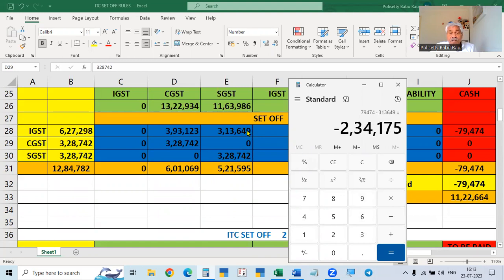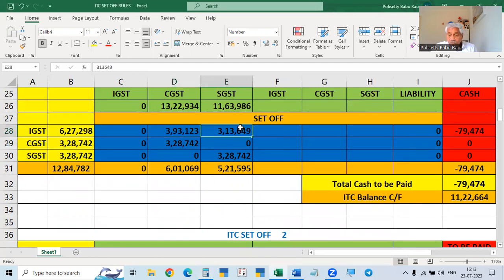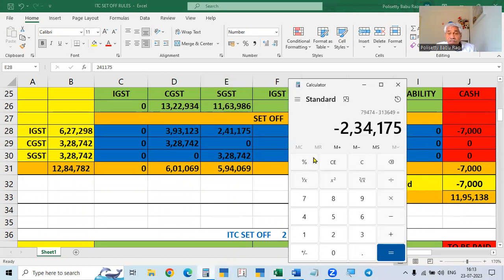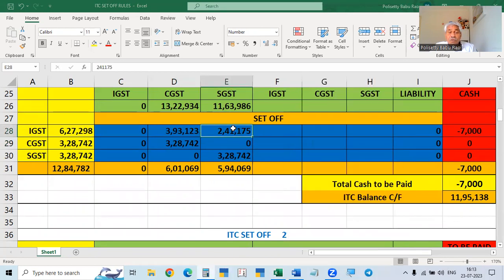313,649. So 241,175 reduced. See, 7,000. Not 241. One minute. Not 241, 234. Sorry. 234,175. See, the liabilities become 0 and the balance also, both the balances.